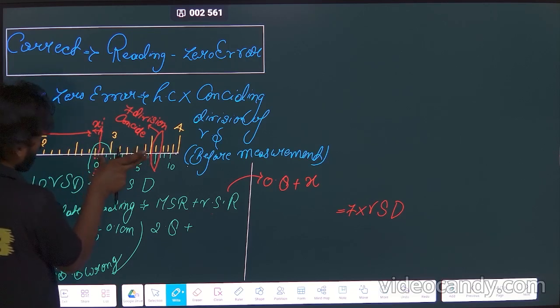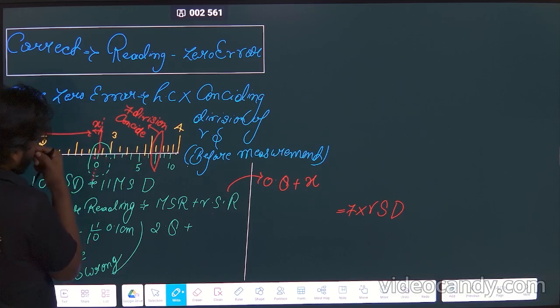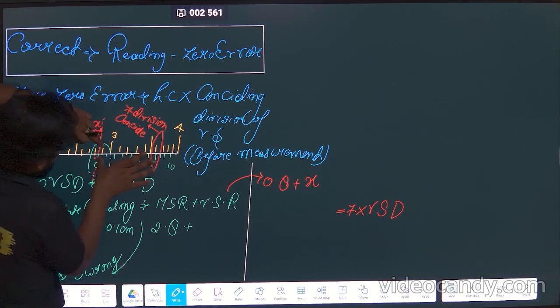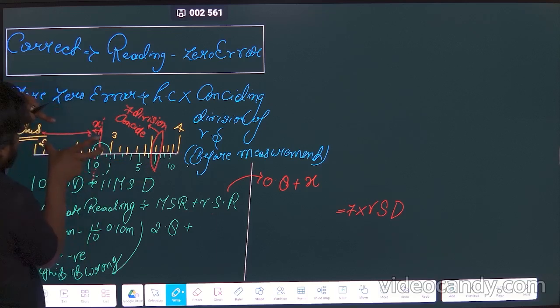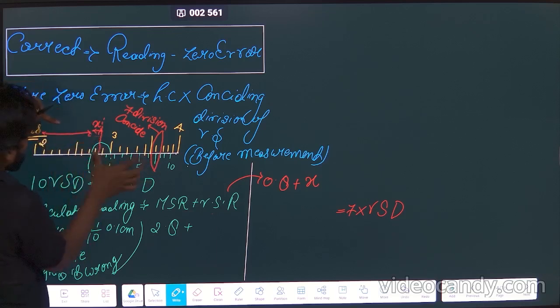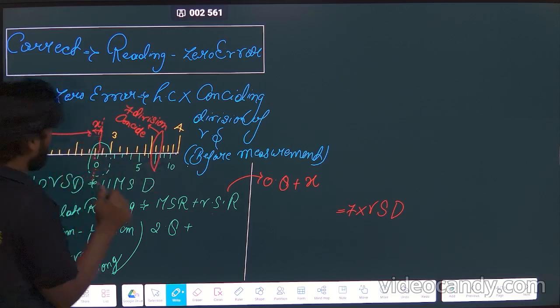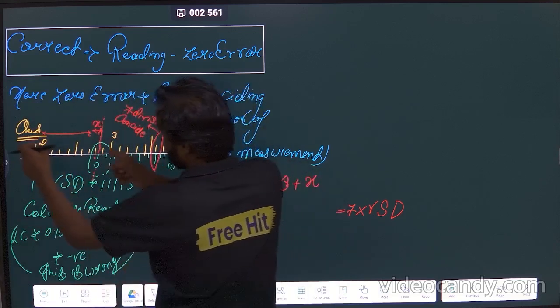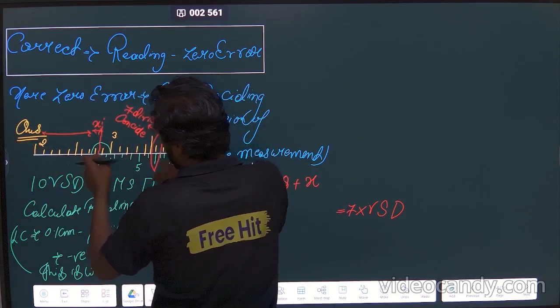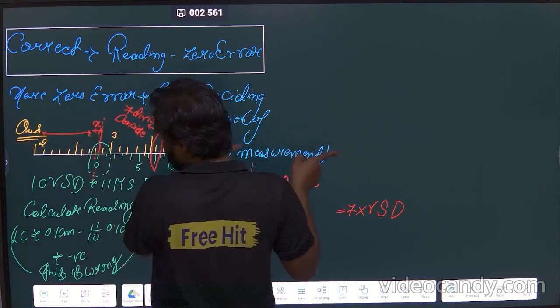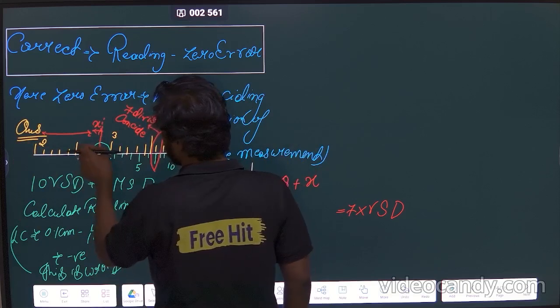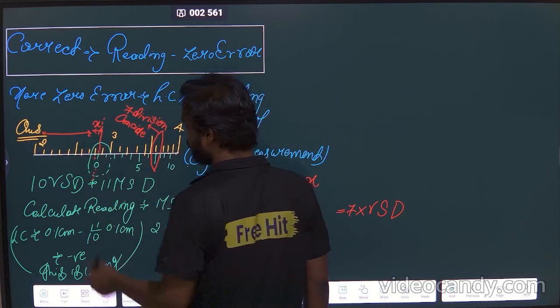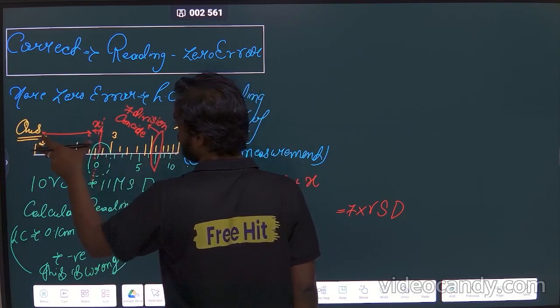So how can I get this value? By subtracting which value? If I measure this thing and I subtract this length, I will get x. What I am trying to say, just try to understand. If I know this length and I know this length and I subtract this portion from here, I will get this x. Correct?